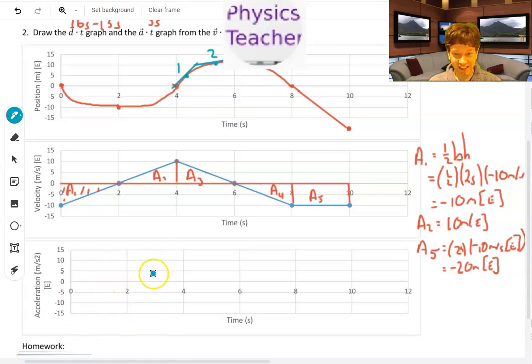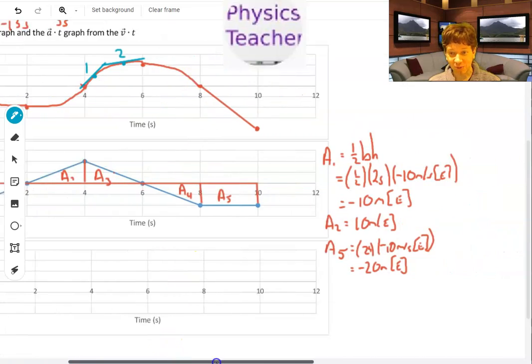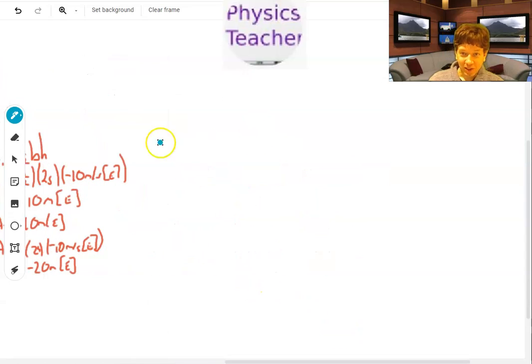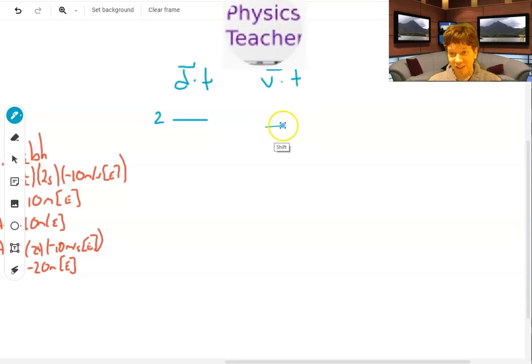Before we do the acceleration time graph, I think we should take a look at different ways we can draw a position time graph and what they mean. So let me just do a little chart over here on the side. So if we have a dt graph and a vt graph. On a dt graph, if we have a horizontal line at a position of 2, well, your position is not changing, so your velocity would also be a horizontal line, but it would be at 0.